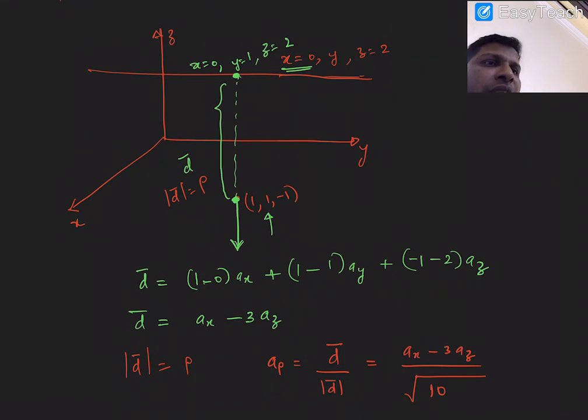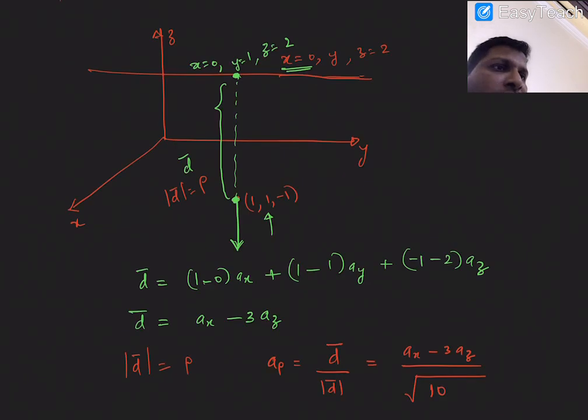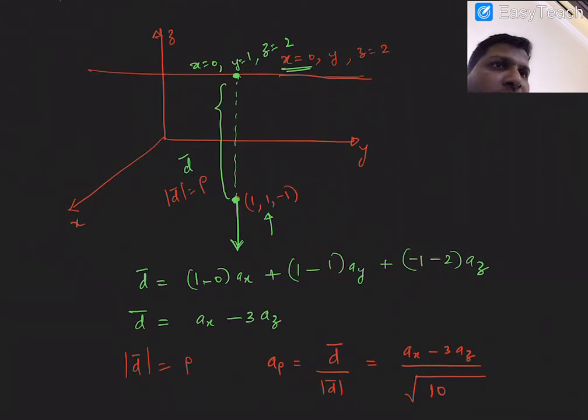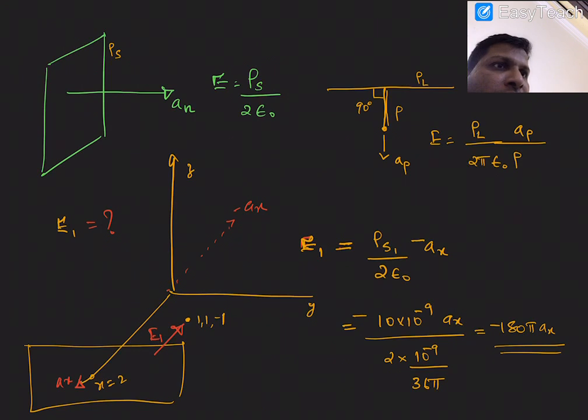Now we can find the electric field E3 due to the line charge, which is given as, what is the formula? Sorry, I don't remember the formulas. The line charge, I have seen, yeah, it is rho L divided by 2 pi epsilon 0 into rho, into a rho.